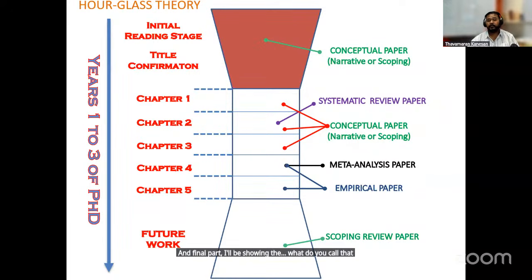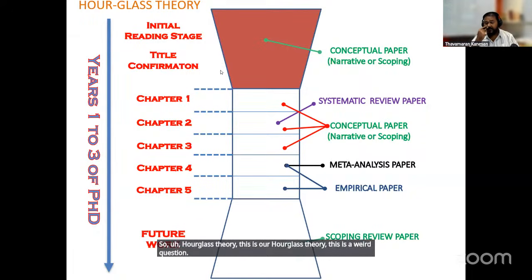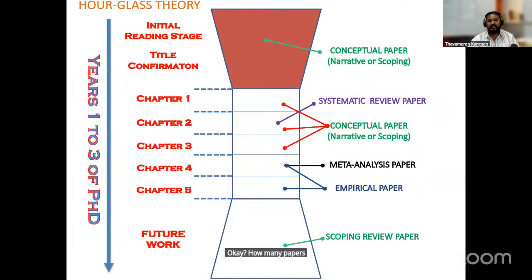And the final part, I'll be showing the, what do you call that, the notes. Okay, so hourglass theory. This is our hourglass theory. Just now we had a question: how many papers can be extracted from a thesis? This is your answer. Okay, so you have your PhD years 1 to 3. From here, at the top of the funnel, a student will be reading very broadly. Eventually, will narrow down, and will confirm the title.